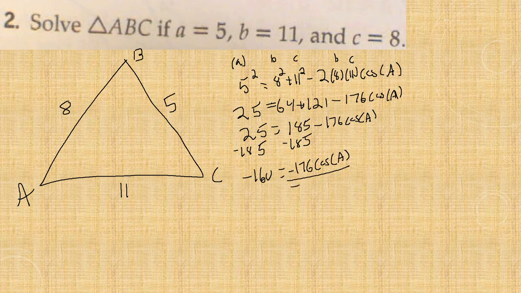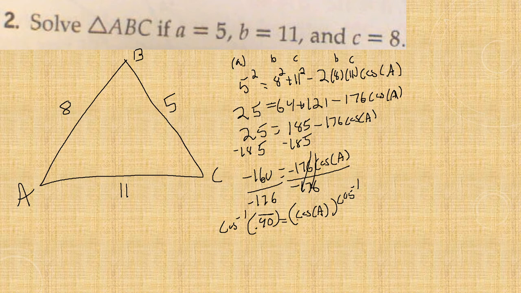Then I'm going to divide by negative 176 to get rid of the multiplication here. You get 0.90 repeating, so I'm going to put a little bar over there, is equal to cosine of A. Now again, if I want the angle inside, I'm going to have to do the inverse cosine of this side and the inverse cosine of this side, because that will cancel out my cosine. Just like I did division to cancel out this multiplication, I did subtraction to cancel out this positive number here.